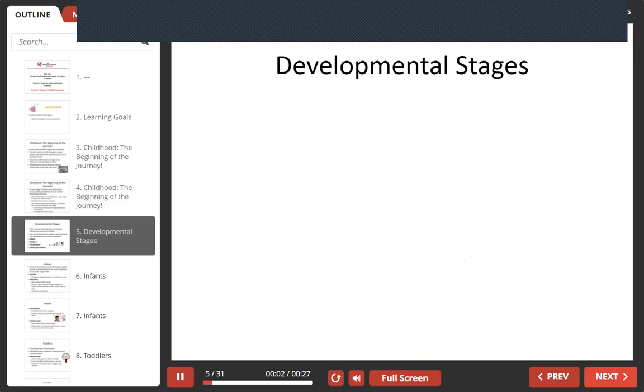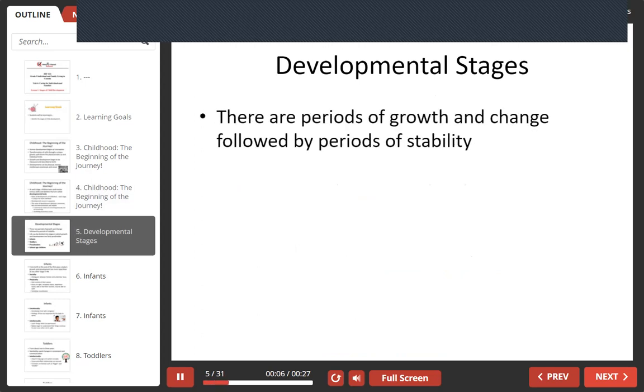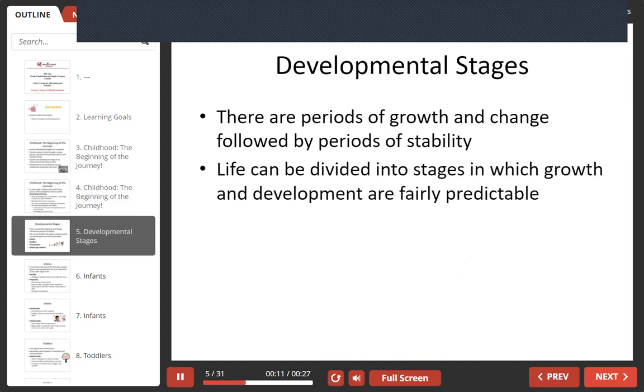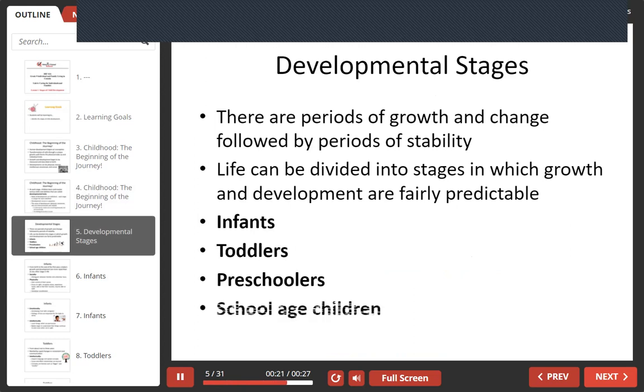So what exactly are the developmental stages? These are periods of growth and change followed by periods of stability. So life can be divided into stages in which growth and development are fairly predictable. Infants, toddlers, preschoolers, and school-age children are the developmental stages that we are going to be exploring.